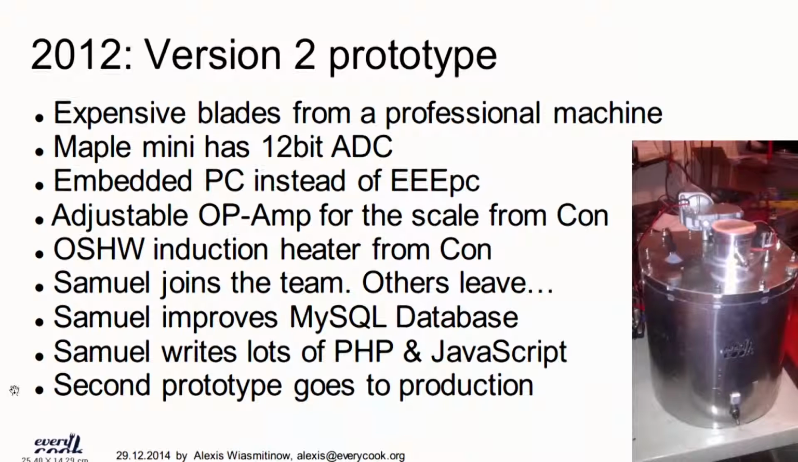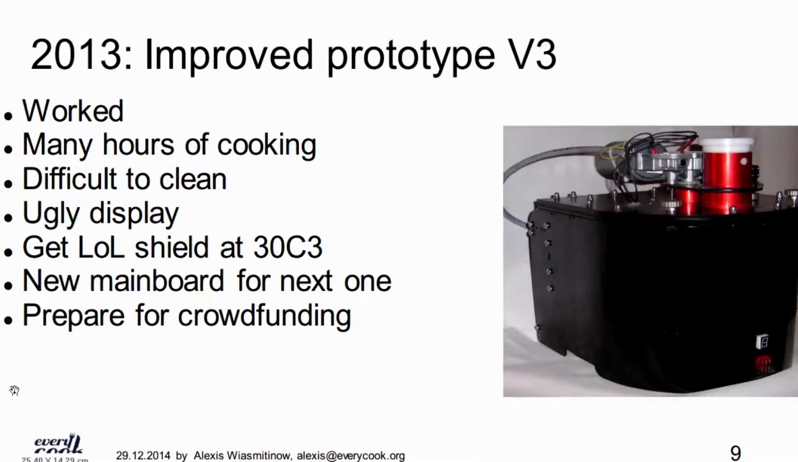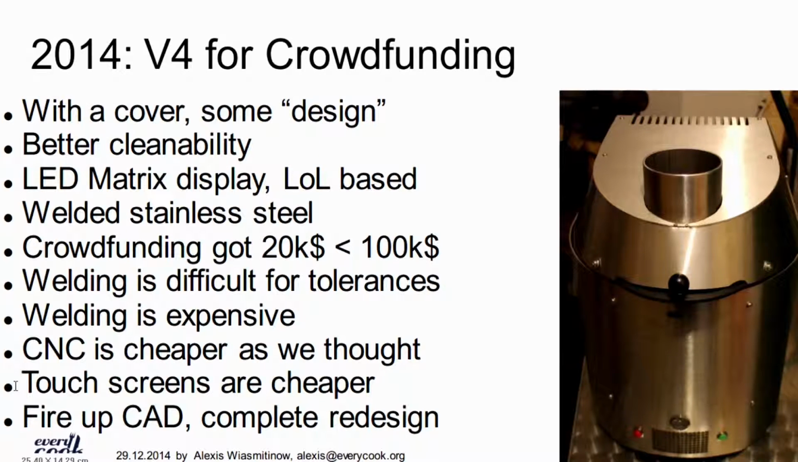In version 2 of the prototype, we built everything inside the case, so it was no longer the EeePC standing around, but we still had several issues. The next version could cook for many hours. Last year we cooked, I don't remember how many dishes, from tempura to deep fry to pressure cooking. We got the LoL shield last year and built it into this version. We used the open source design of the Arduino LoL shield to make that LED matrix. That's the great thing about open source hardware: you can use and reshare everything.